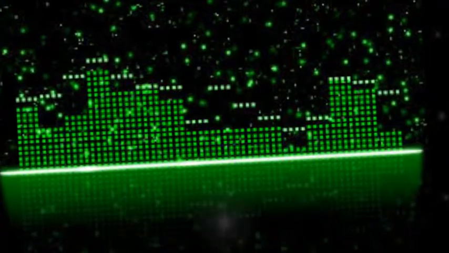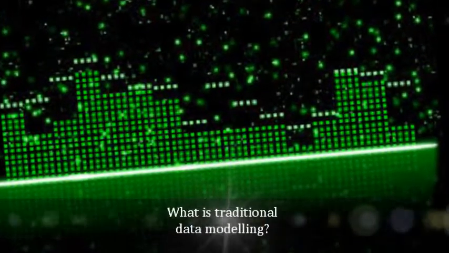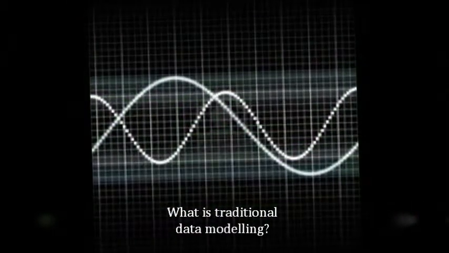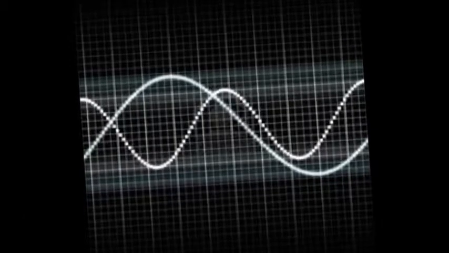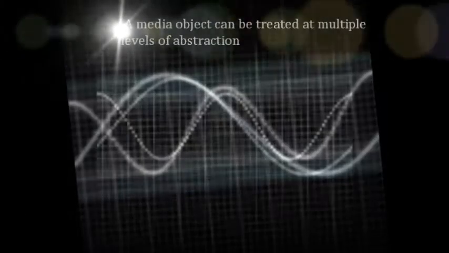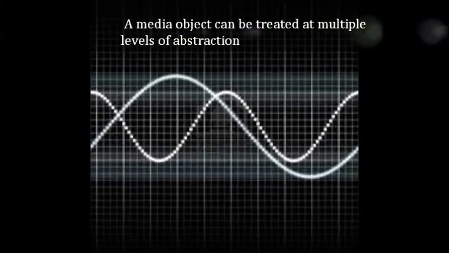First, we all have to know what is a data model. A data model is a formalism that helps specify the aspects of data relevant for an organization. We also have to know what is traditional data modeling. Traditional data modeling is where a media object can be treated at multiple levels of abstraction.